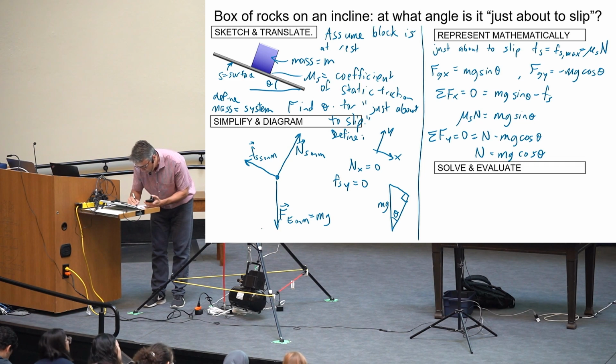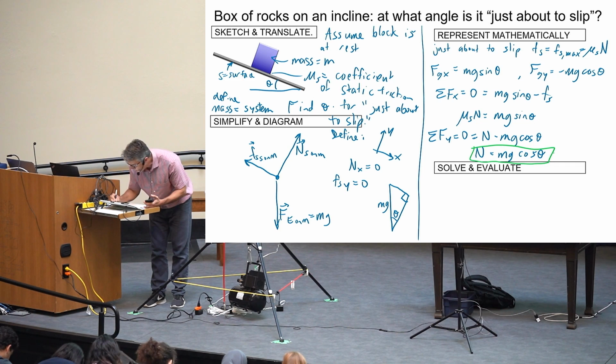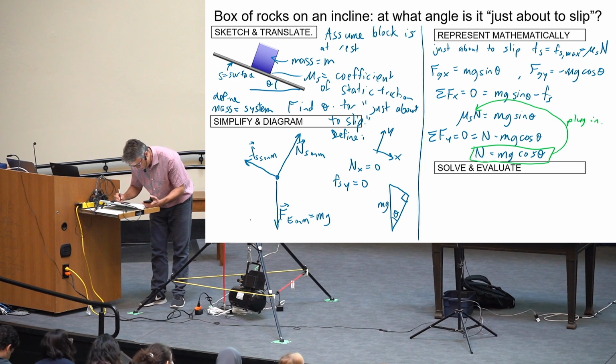And now what I can do is sort of combine my equations. I've got normal here, which I don't know. And I can plug it into here and solve for theta. Plug in. Makes sense? Solve. So I plug it in. I'm going to eliminate n, and I'm going to solve for theta.